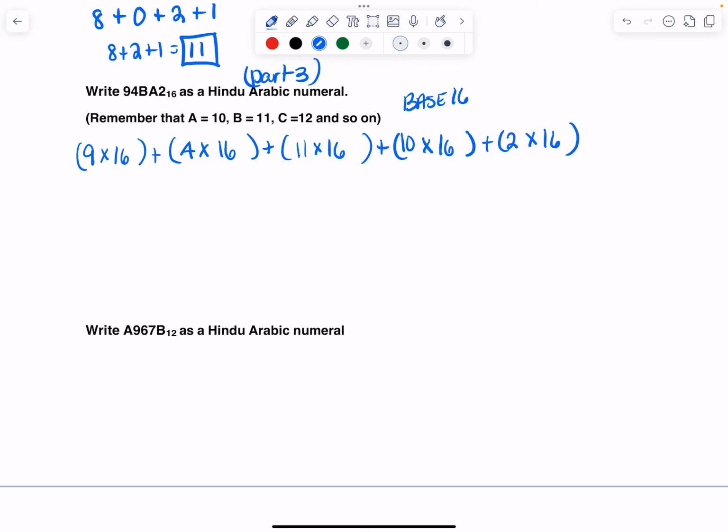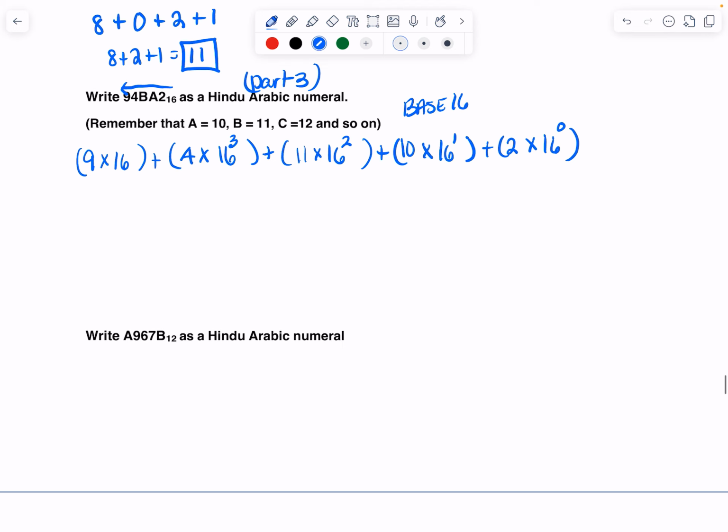And again, we're working backwards. So the 2 is in the 1's position, so that became 16 to the 0. The 10 was in the 16 to the 1st position. The 11 was in 16 to the 2nd position. The 4 is 16 to the 3rd. And the 9 is in the 16 to the 4th position. So this is what it looks like at this point. Now we've got to figure out these numbers.